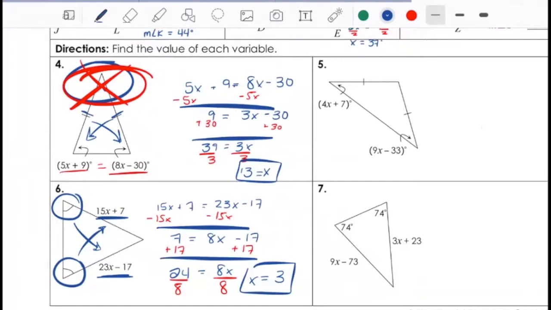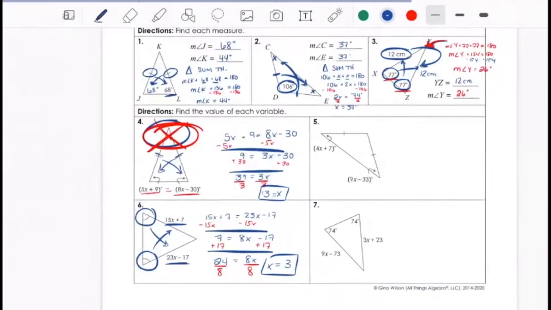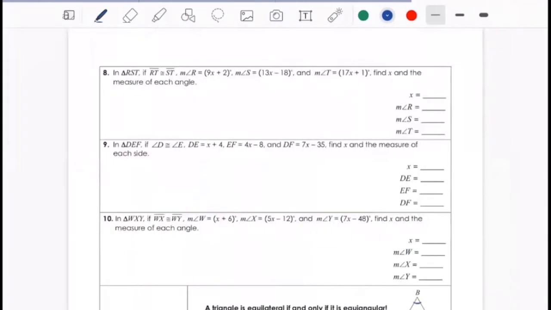All right. 5 and 7 were the same as what we just done, so we're not going to cover them in the video, but I will have them on the completed notes for you. Look at the next page. Word problems. Word, homie. All right. RST. If RT is congruent to ST, they gave us the measure of our three angles. Find X and the measure of all three angles.